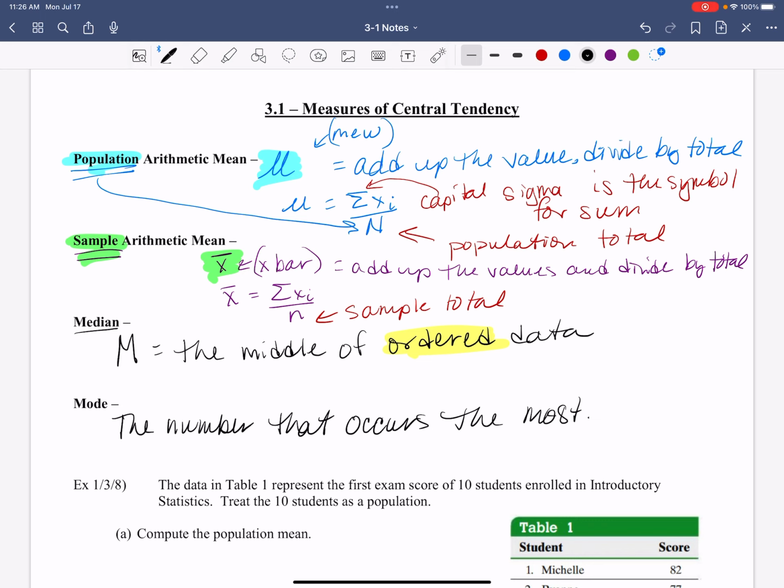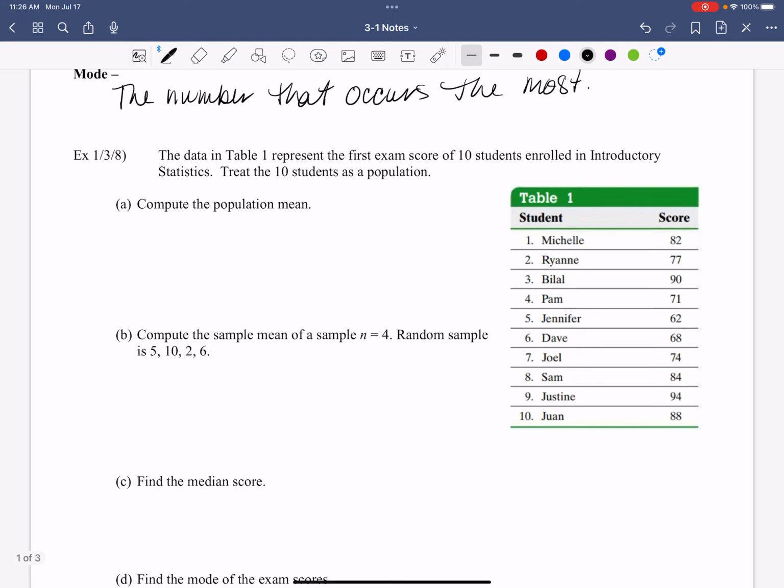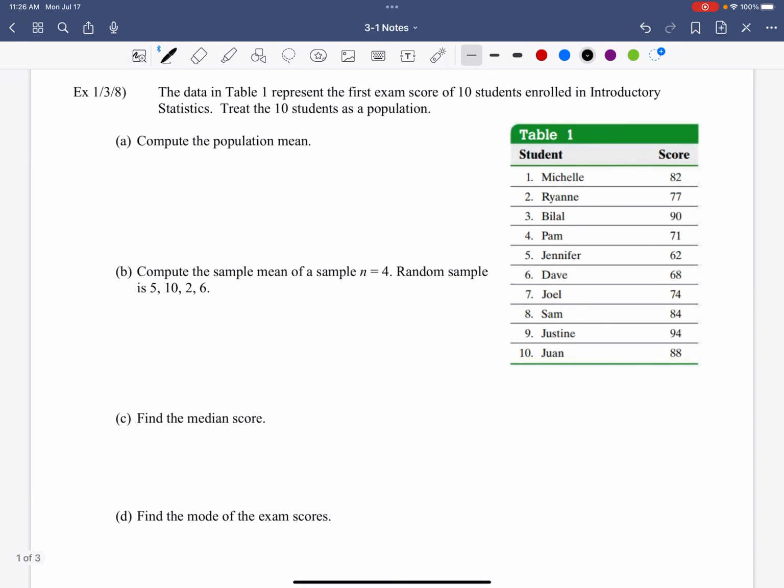Okay, so let's scoot this up and let's actually do an example here. I've combined examples 1, 3, and 8 because in your book, it does little parts of all of it. Let's just do it all together, right? We've got this. We're not concerned. So here's our table of 10 students enrolled in intro stats, and we're going to treat these 10 students as a population. So the class is 10 students total, and here are their scores on the first test. So if we want to do the population mean, remember, added up, divided by the total, but we're going to use your symbols.